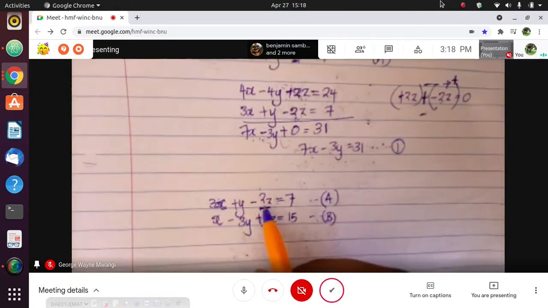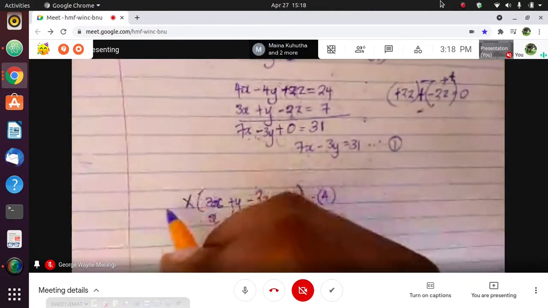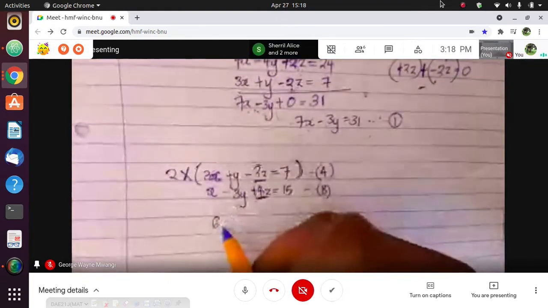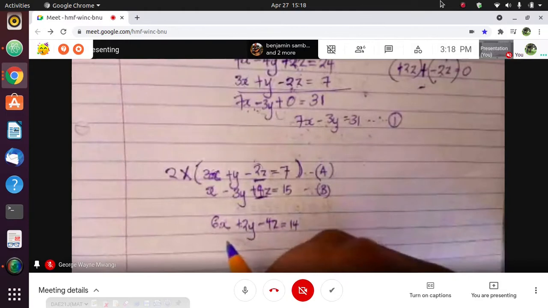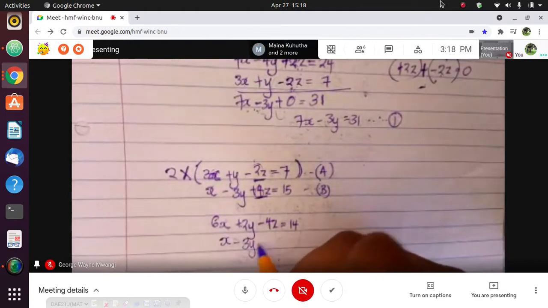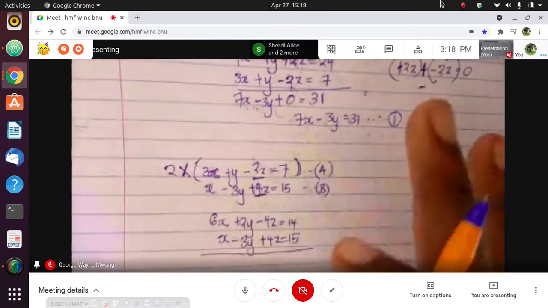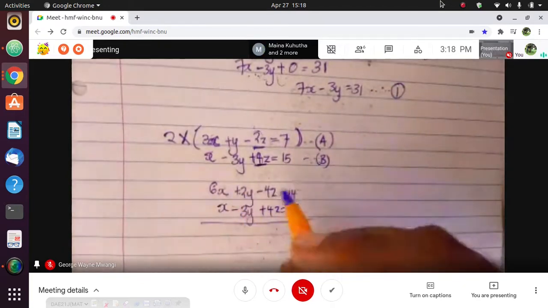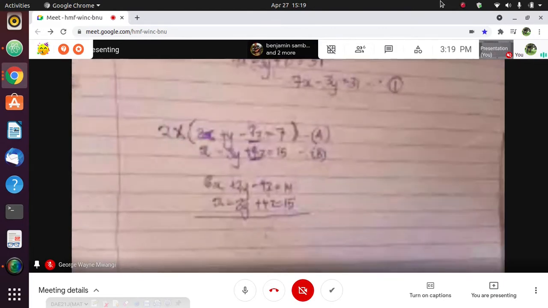We want these coefficients to be similar. So what I will do is multiply the equation A times the value of 2. Now it becomes 6x plus 2y minus 4z is equal to 14. And equation B still remains the same, plus 4z is equal to 15. Up to there are we together? Yes. Now let us eliminate z here again. So am I going to add or will I subtract?